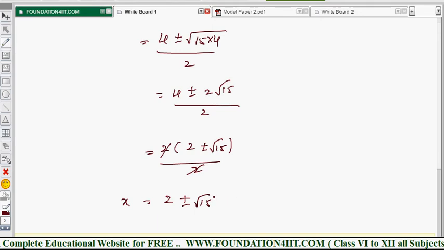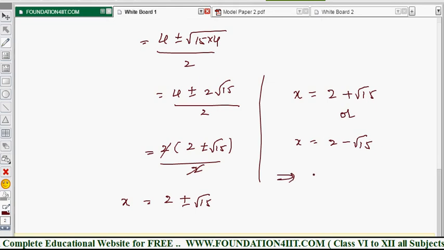Then for the square root of 15 you should use the long division method to find its value. I am not explaining the long division method here; you can find it in other videos on the same channel. So that is x is equal to 2 plus square root of 15, or x is equal to 2 minus square root of 15. So from this we will get x is equal to 5.87, because root 15 is 3.87. If you use the long division method you can get that: the square root of 15 is 3.87.